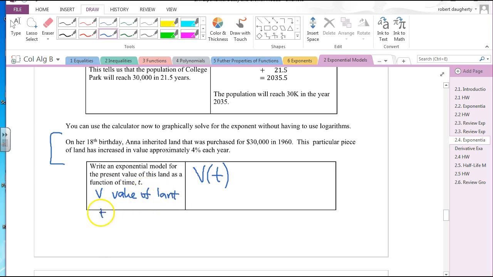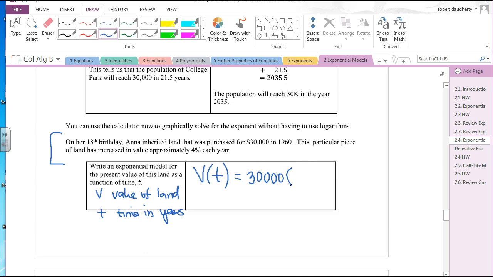T is going to be time in what units? Years, okay? There's nothing but years mentioned in my problem. So T is time in years. The next number that always goes in the exponential model is my initial value. What is the initial value for this problem? $30,000. This land was purchased for $30,000.